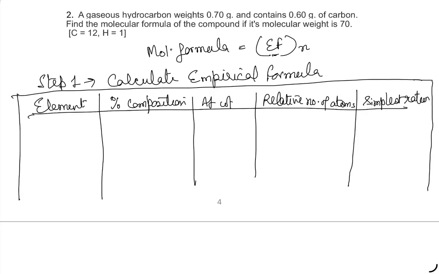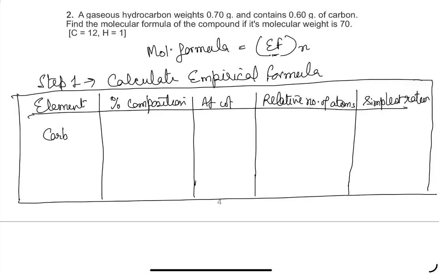I'm drawing freehand. You can use the ruler in your answer sheet so it will look neater. Now what are the elements given here? It's a hydrocarbon, so only carbon and hydrogen are there. So let's write down the values. Now carbon percentage is given.